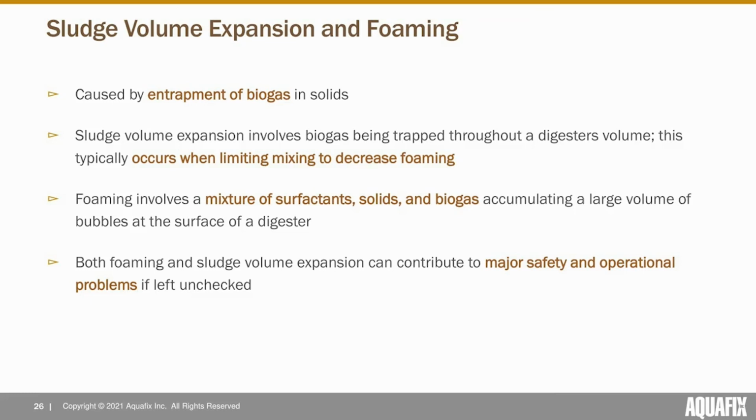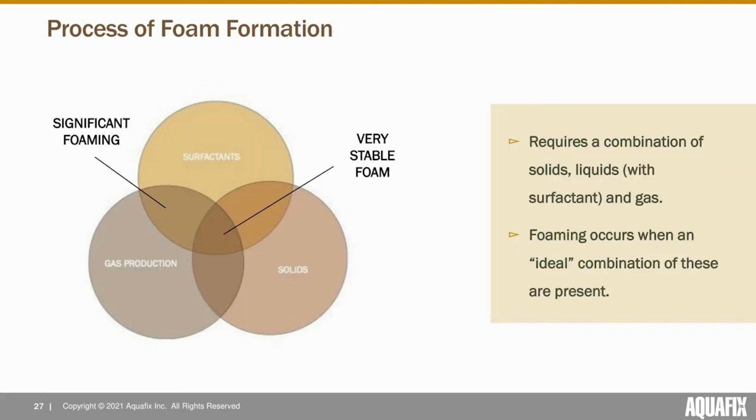So foaming occurs when you have a mixture of surfactant, solids, and biogas accumulating at the surface of a digester. Sludge volume expansion is when gas is trapped within a digester, and both problems can lead to major safety and operational problems, such as poor ability to collect biogas, issues with your recirculating pumps, poor outflow quality, that kind of thing. So the foam formation, I want to go through this fairly quickly.